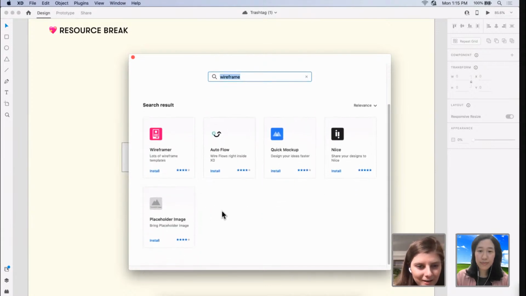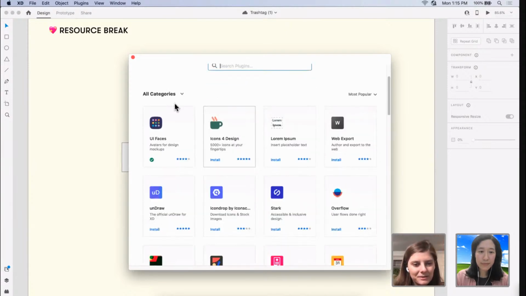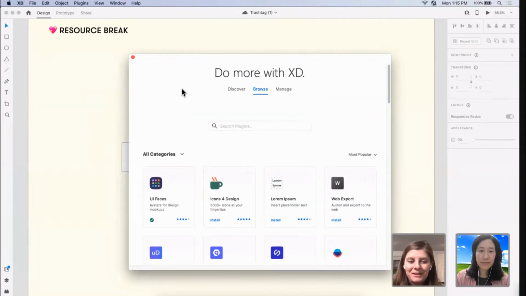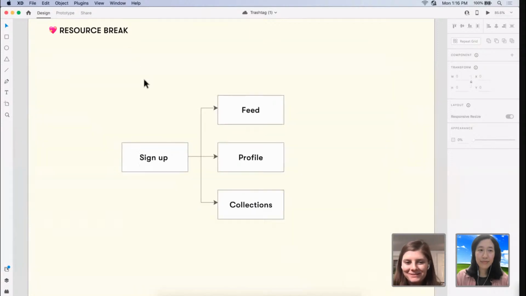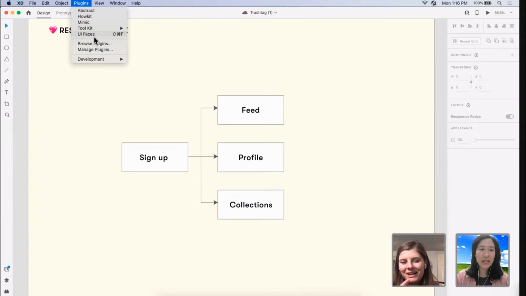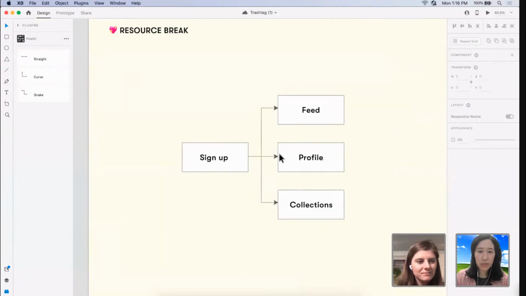So yeah, I don't see it right there, but for some reason it's not popping up. But that's a great tool plugin to use to pull in those quick things. Did you design those on your own, or did you pull those in? I made boxes, but then I was using Flowkit, I think, to make the arrows.